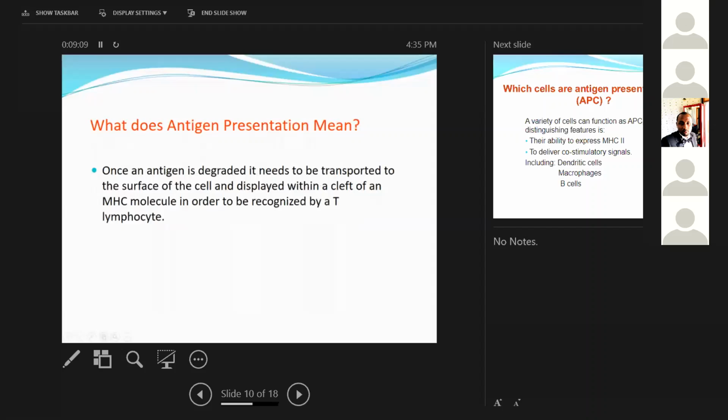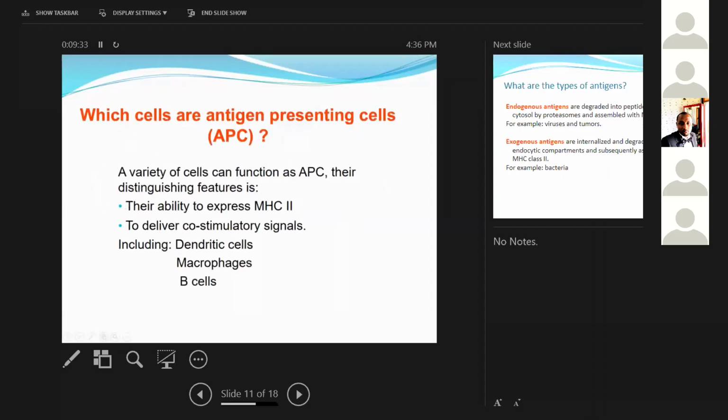The third stage, we call antigen presentation. And this stage is where the degraded peptides will bind with the MHC and be transported to the outside of the cell. So on the surface of the cell, we will have the MHC bound together with the peptide of that antigen inside the cleft, as I showed you earlier.